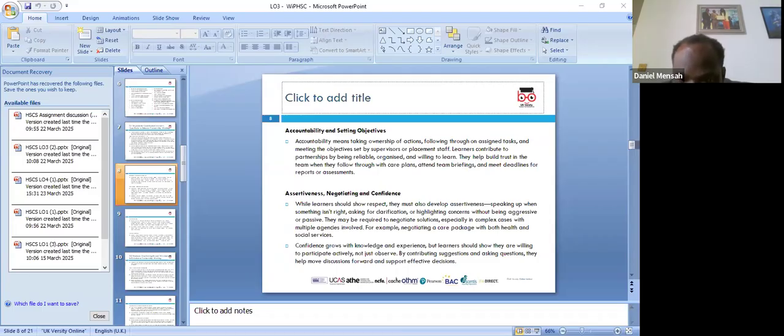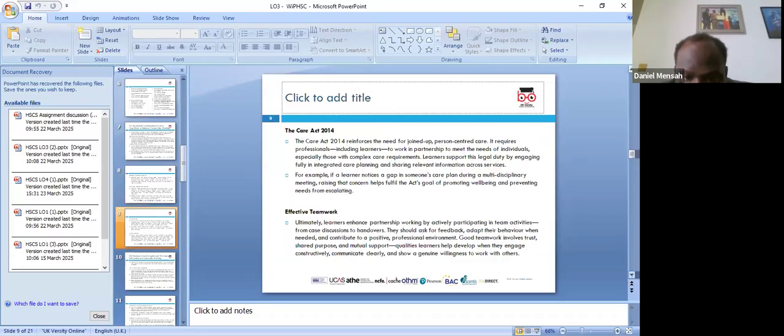They may be required to negotiate solutions, especially in complex cases. So this is very important. In negotiation, you have to be a bit assertive. Confidence grows with knowledge and experience. But learners should show they are willing to participate. Willingness to participate is very key in enhancing partnership. There should be a sense of belonging.